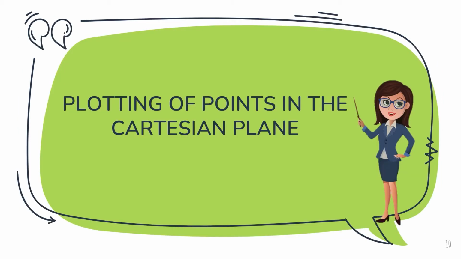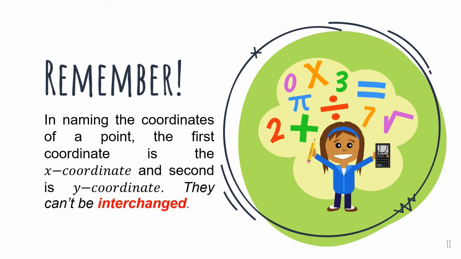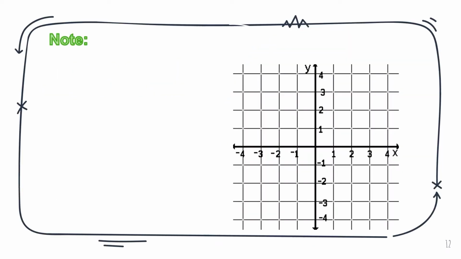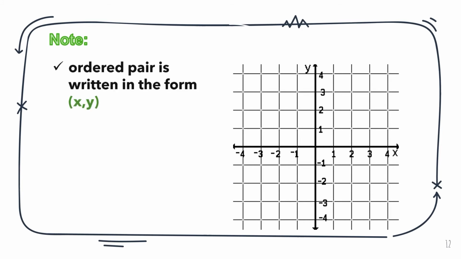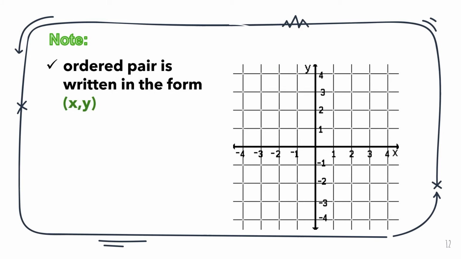Let us now proceed to plotting of points in the Cartesian plane. Always remember that in naming the coordinates of a point, the first coordinate is the x-coordinate and the second is the y-coordinate. They can't be interchanged. Take note also that an ordered pair is written in the form (x, y).